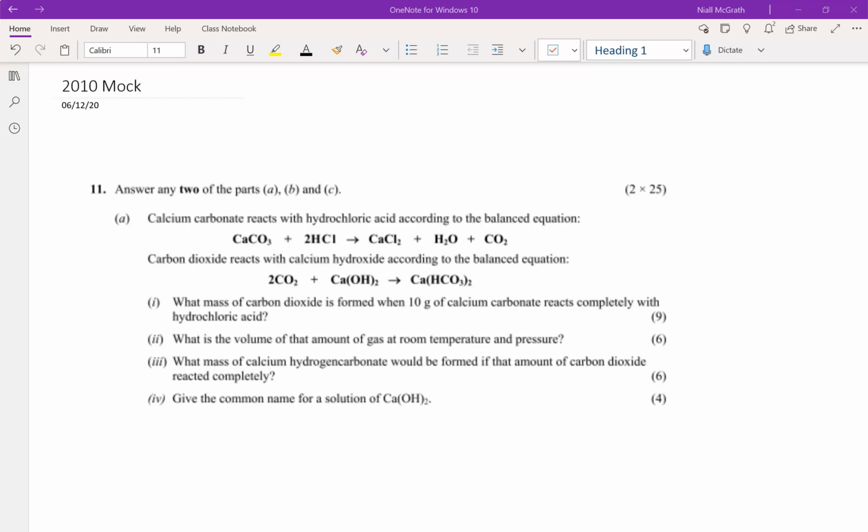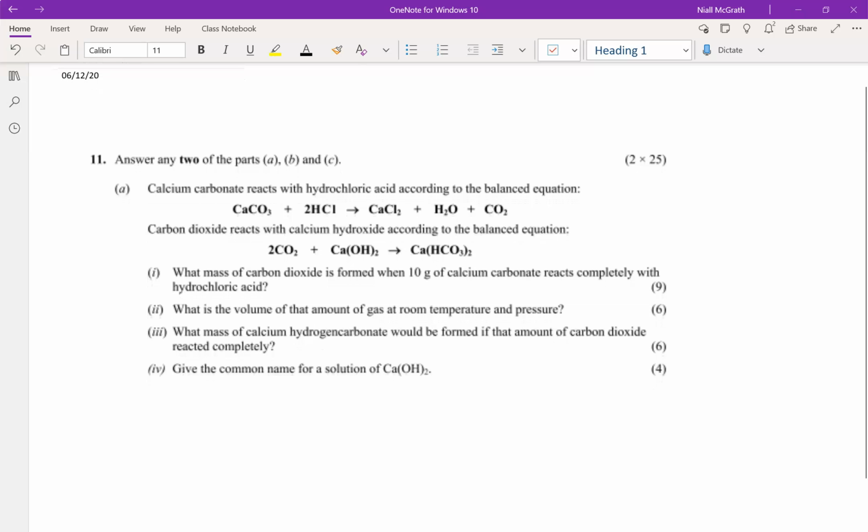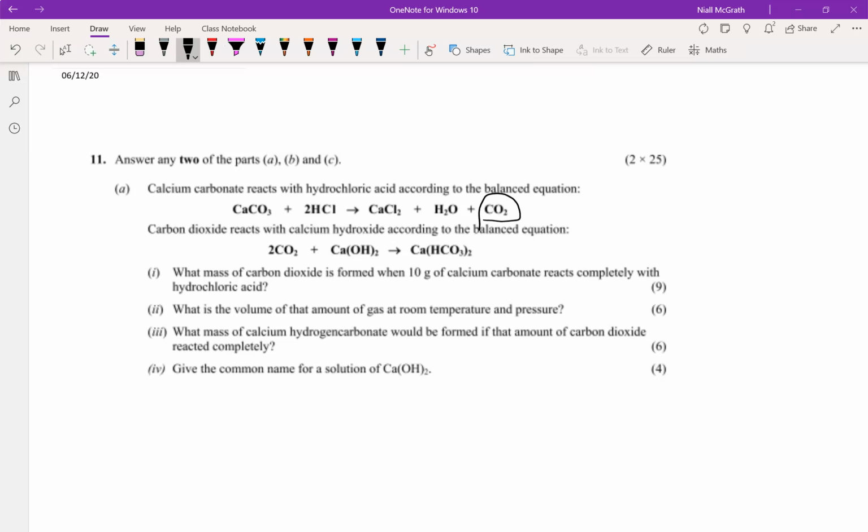Okay, so this is the stoichiometry question from the 2010 DEB mock, question 11A. The question says, calcium carbonate reacts with hydrochloric acid according to the balanced equation. They give you the equation, and the carbon dioxide that is produced reacts with calcium hydroxide according to the second balanced equation that is there. So what mass of carbon dioxide is formed when 10 grams of calcium carbonate reacts completely with hydrochloric acid?